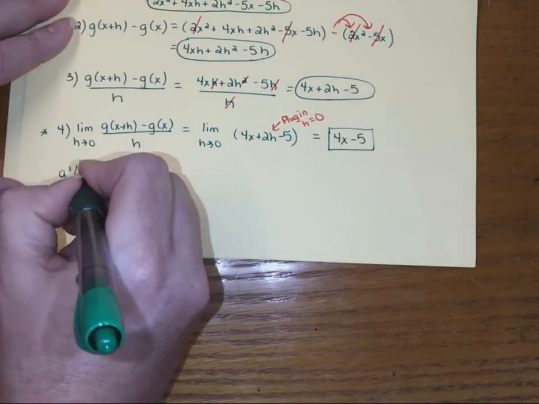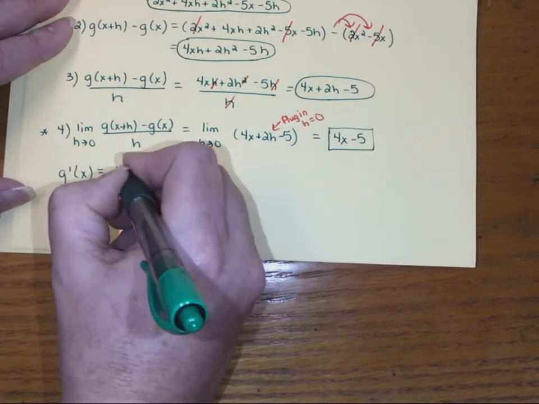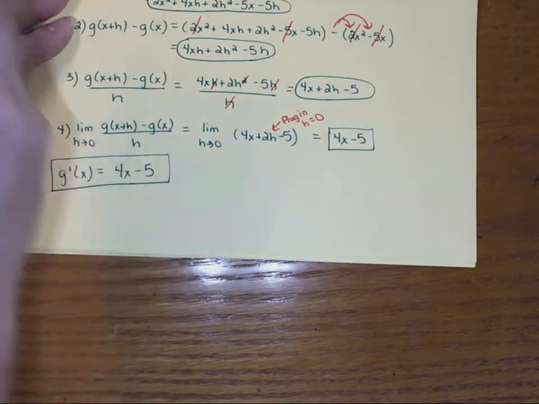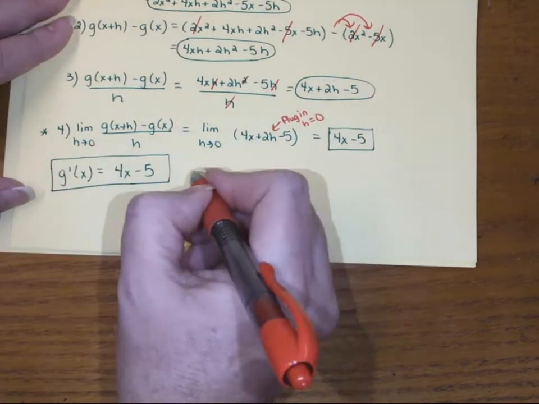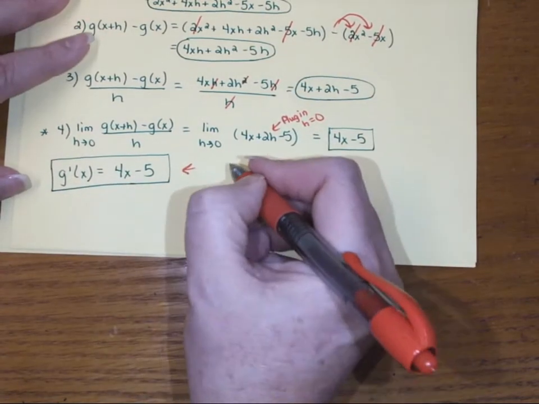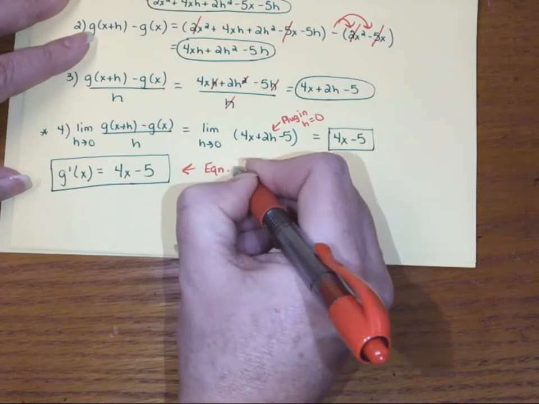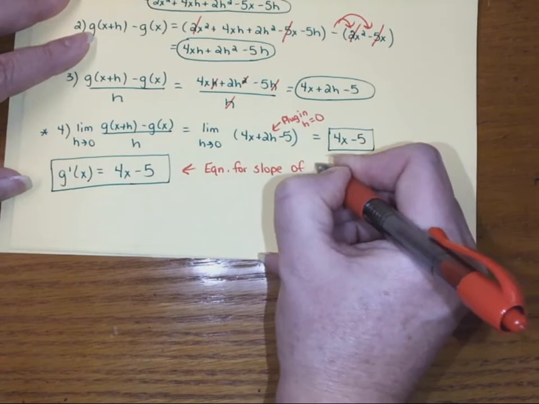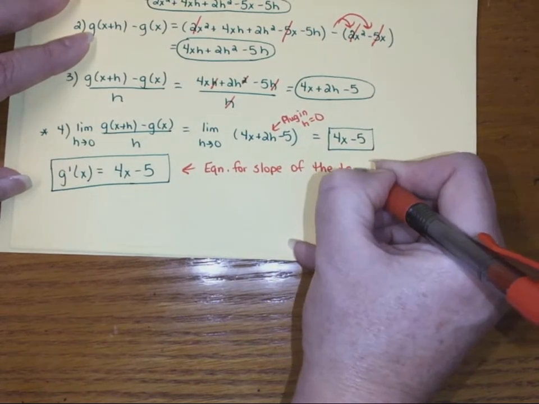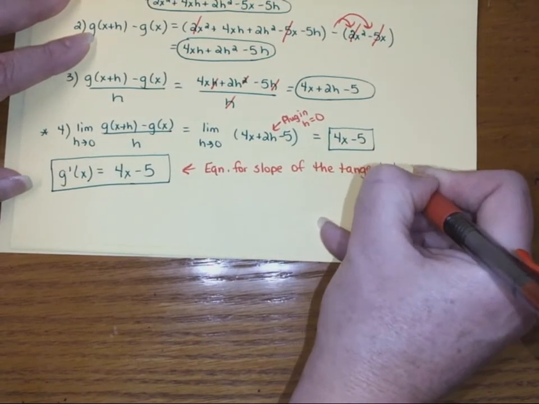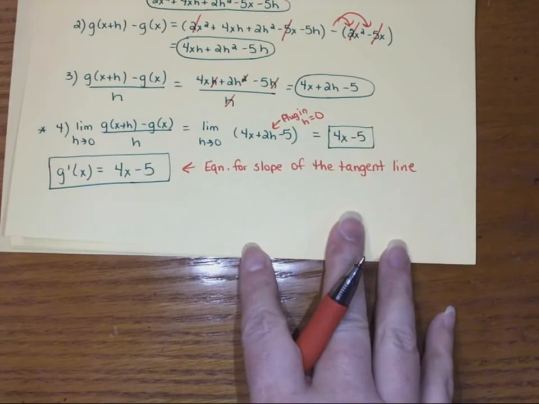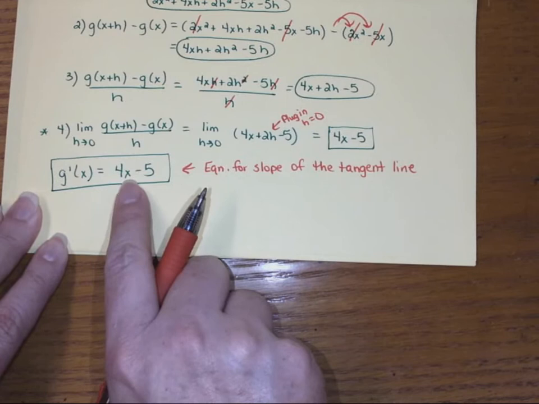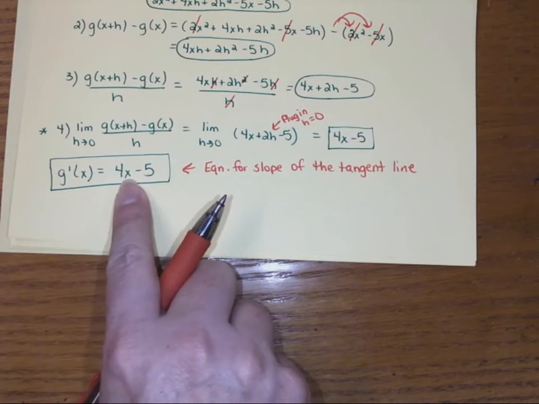So g prime of x is 4x minus 5. Okay, and I know I'm continually having you write this down, but this means, remember, that this is the equation for the slope of the tangent line. Okay, so again, the slope of the tangent is not 4. Okay, it's 4 times whatever x value you're at, minus 5.